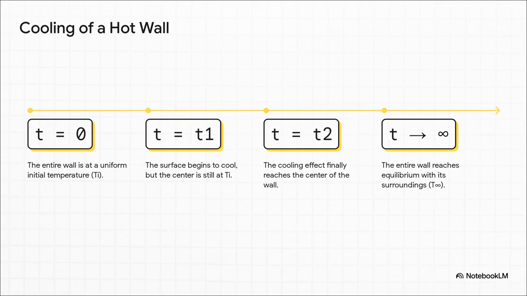Okay, let's see this in action. Imagine a hot wall that we suddenly start to cool from both sides. Right at the start, time is 0, the whole thing is uniformly hot. Okay, a little time passes. See that? The surfaces are cooling down, but the middle? It has no idea anything has even happened yet. Then, a bit later, the cooling effect finally punches through to the center, and its temperature starts to drop. And if you wait long enough, that temperature profile gets flatter and flatter until the whole wall is at the new cool temperature.